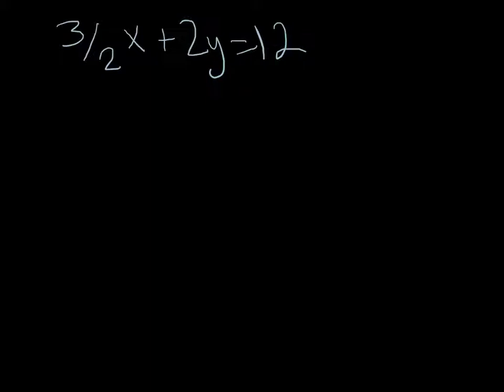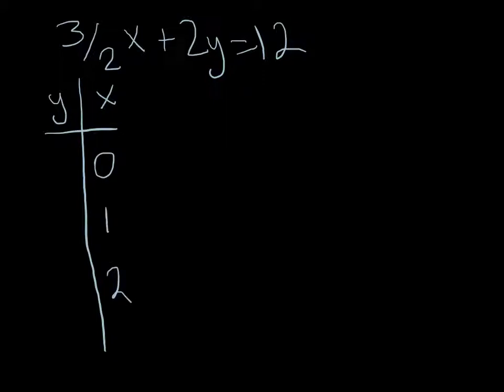So we're going to graph the equation 3 halves x plus 2y equals 12 using a table. So we have our x and y in our table, and we'll plug in values of 0, 1, and 2 for x into our table.